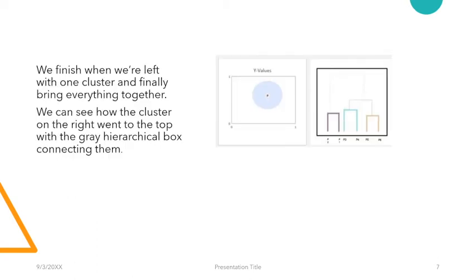Then we finish, and that is when we are left with one cluster family and finally bring everything together. We can see how the cluster on the right went to the top with the gray hierarchical box connecting all of them together. So that's exactly how the implementation for hierarchical clustering works and the grouping takes place. So that's what hierarchical clustering is all about.